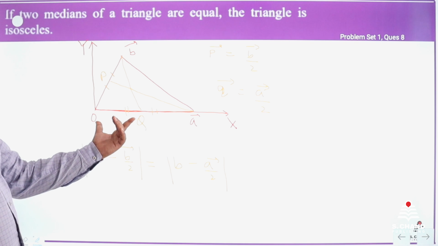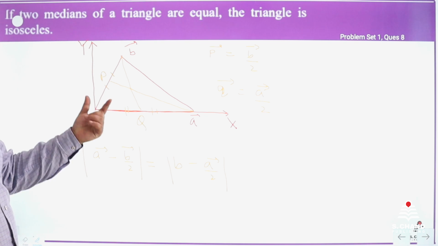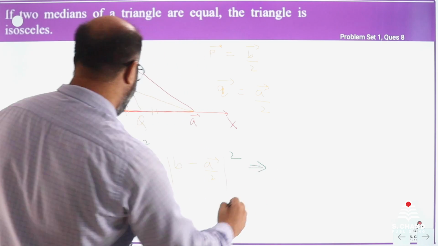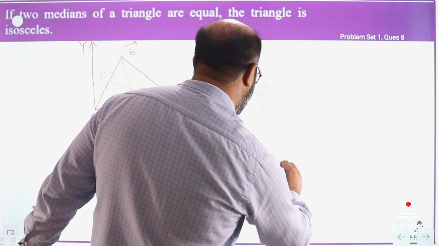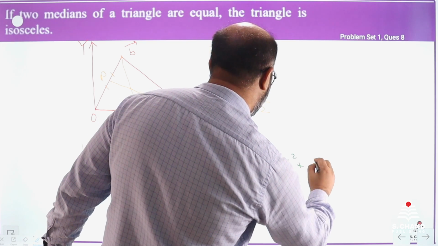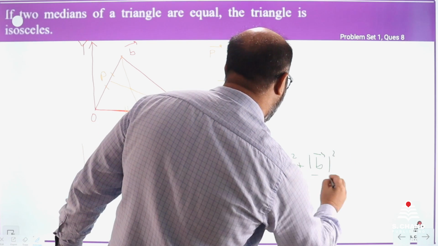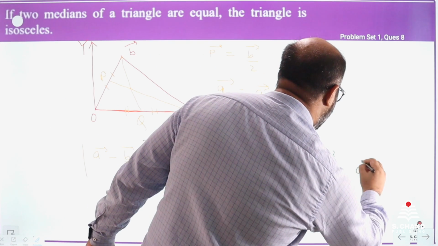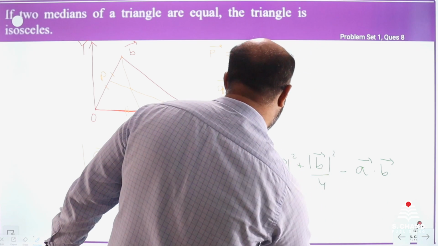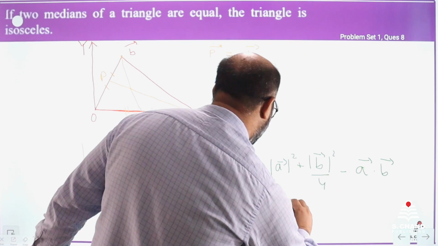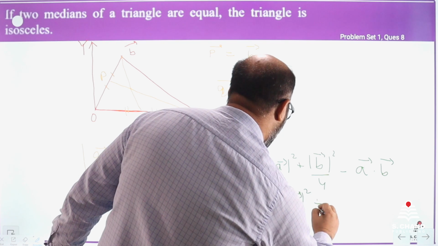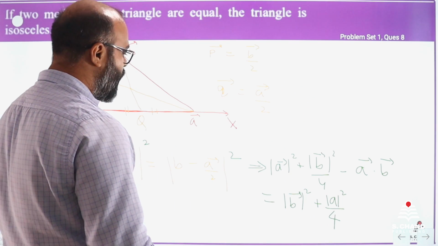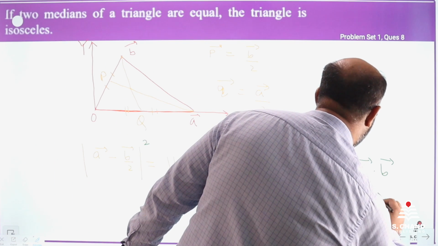So it seems from symmetry that we can prove that A is equal to B. The magnitude of A is equal to magnitude of B. Let us see. So first we will square both the sides and then we'll take its dot product with itself. So this will be mod a square plus mod of b square by 4 minus a dot b, like this. And this would be equal to mod b square plus mod a square by 4 and then minus a dot b here also.